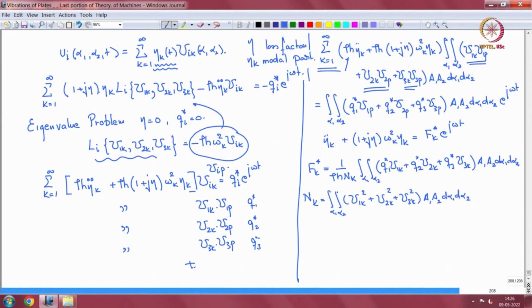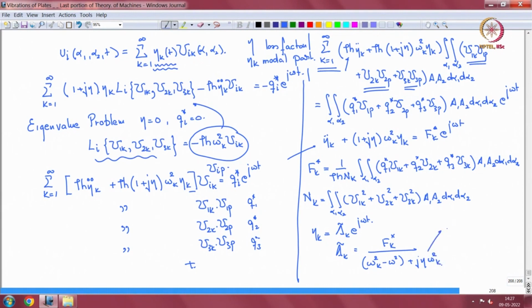Now if we want to solve this, we follow the same procedure. Eta_k is some gamma_k tilde e to the power j omega t, where gamma_k tilde is f_k star by omega square k minus omega square plus j eta omega square k.